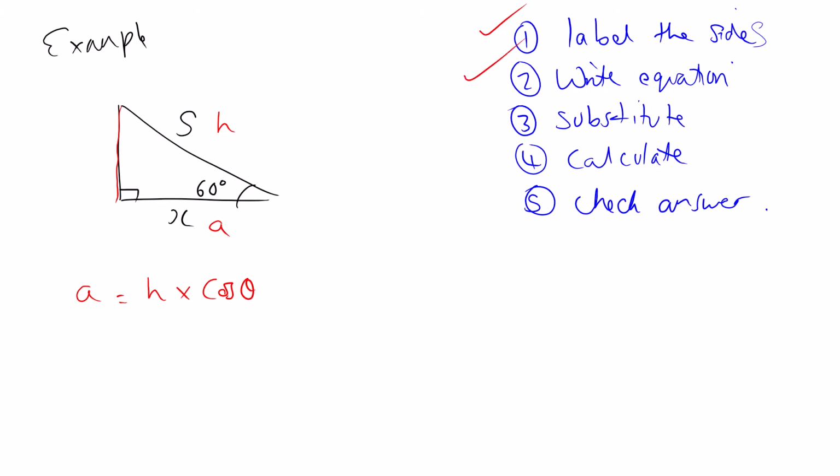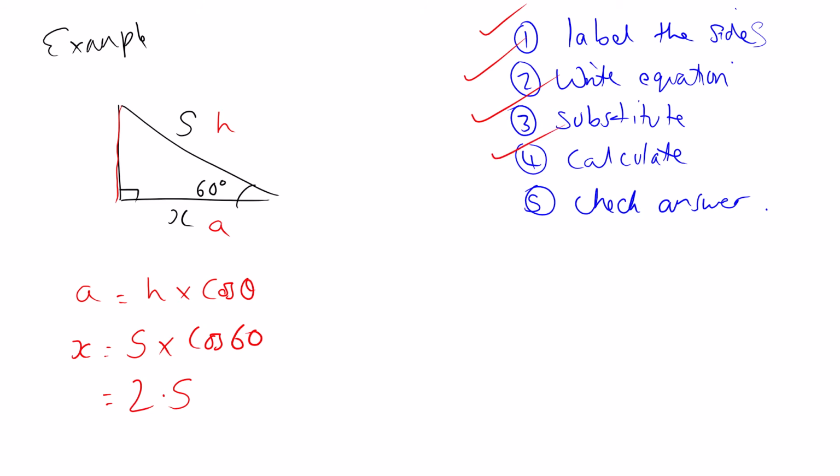Tick. Now we need to substitute. So x is equal to 5 times by cos 60. So I haven't worked anything out at this point. I'm just changing the value. So where it says A, I've changed that to an x. Where it's hypotenuse, I've changed that to 5, and so on. Tick. Now we calculate. So grab your calculator and type in 5 times by cos 60. Hopefully that will give you an answer of 2.5.